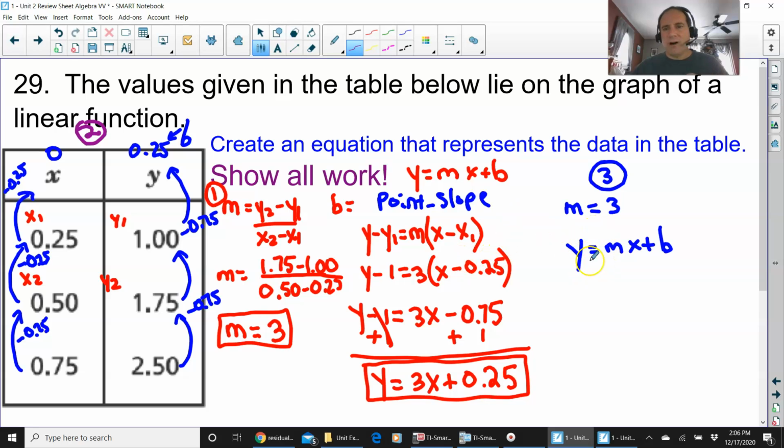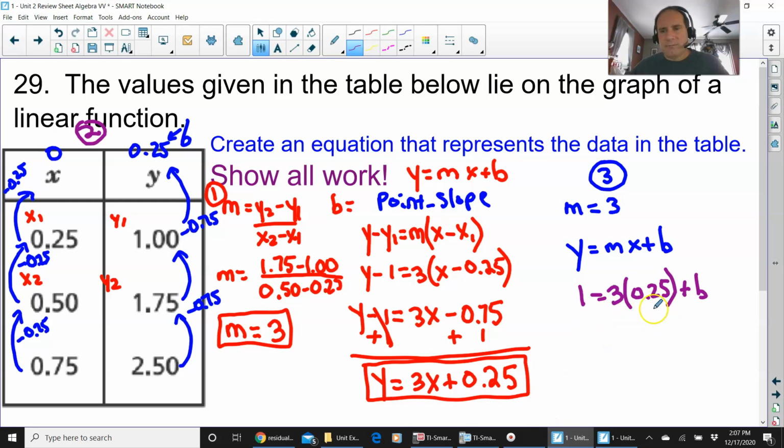We have a y. I'm going to use this y. I'm going to put 1 equals, and we have the slope is 3. We figured that out. When this y is 1, the x is 0.25, plus b. We don't know the b. We want to get the b. We want to find that y-intercept.